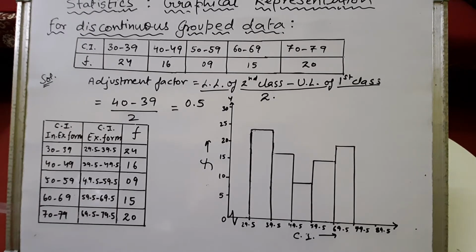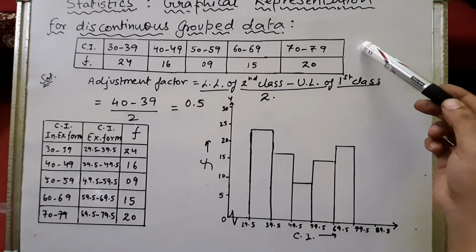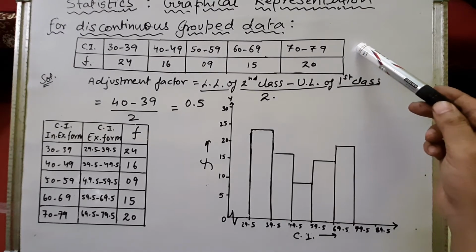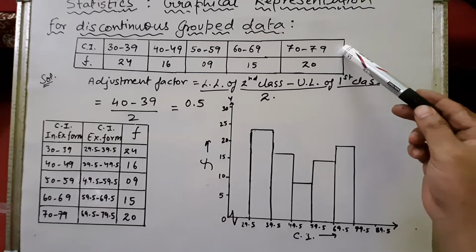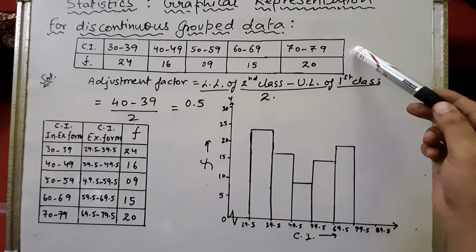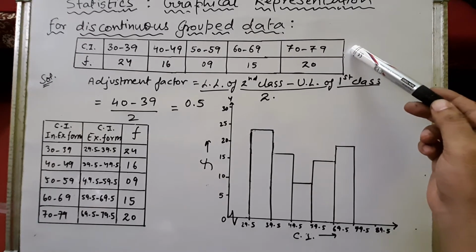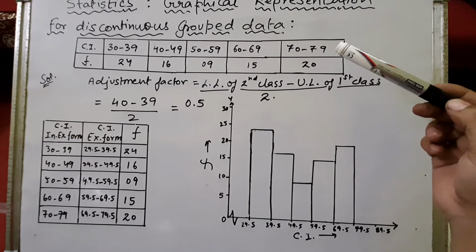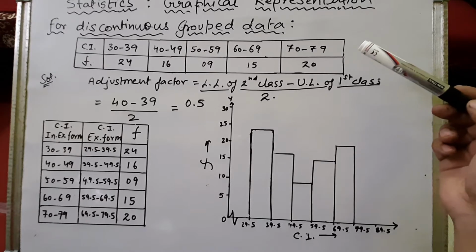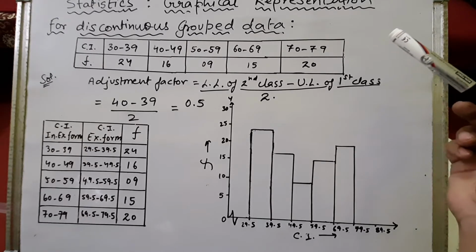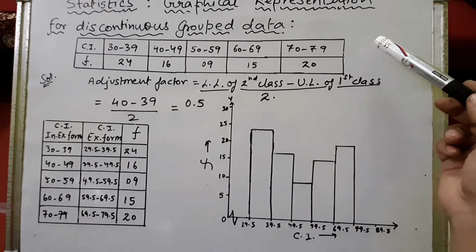Now if you read the sum here, it is given that the class intervals are 30 to 39, 40 to 49, 50 to 59. You can observe that the upper limit of the previous class is not equal to the lower limit of the next class. That means the upper limit of the first class is 39, and the second class lower limit is 40. They are not equal, so they are inclusive, non-overlapping, right?